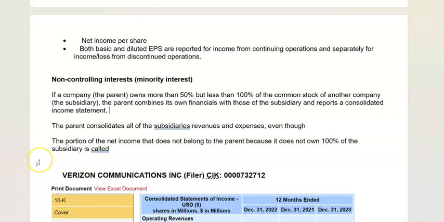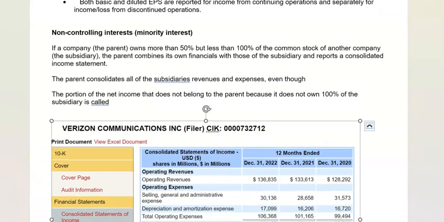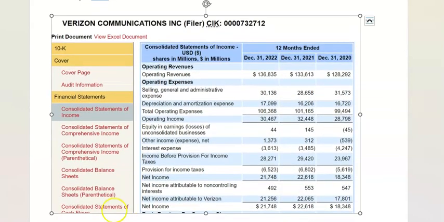And that's why in many of the financial statements we look at, we see the title not simply income statement, but consolidated income statement. And here I've pasted in the most recent 10K for Verizon. If we look at Verizon's 10K, in the income statement below net income, we have a line for net income attributable to the non-controlling interests, and then finally the net income attributable to Verizon.